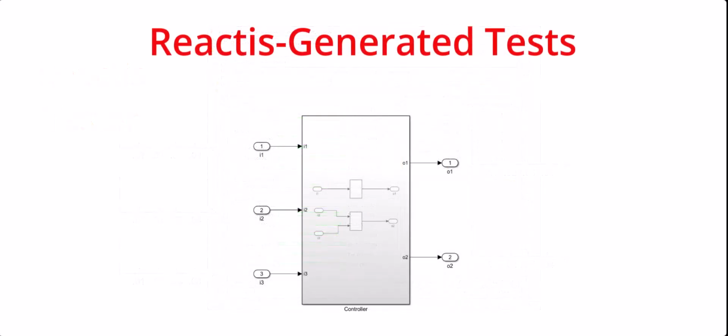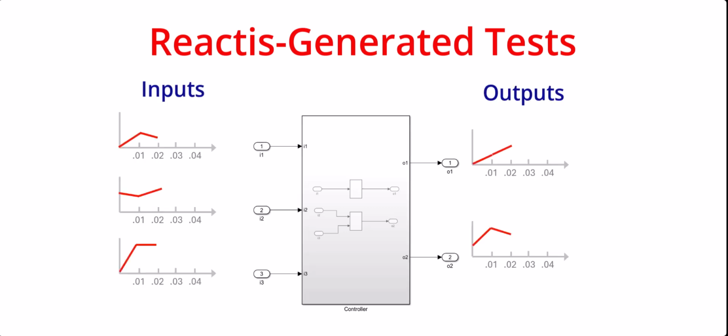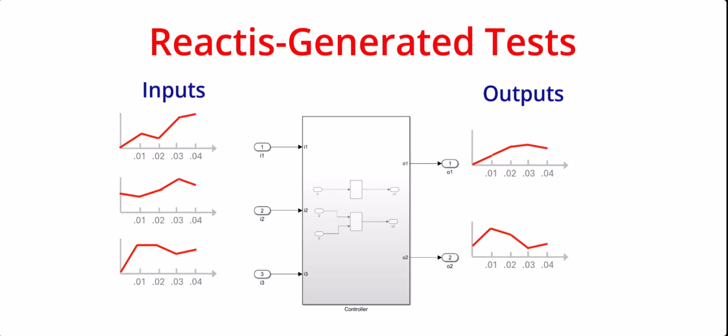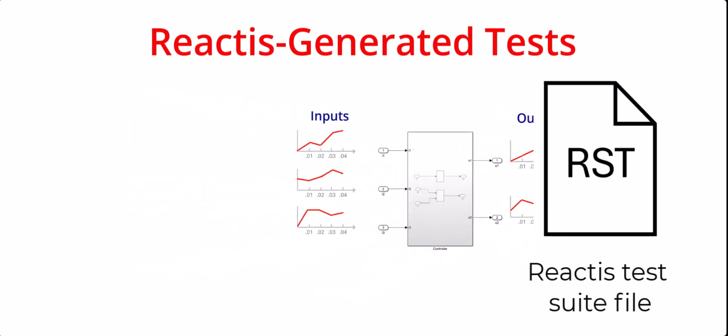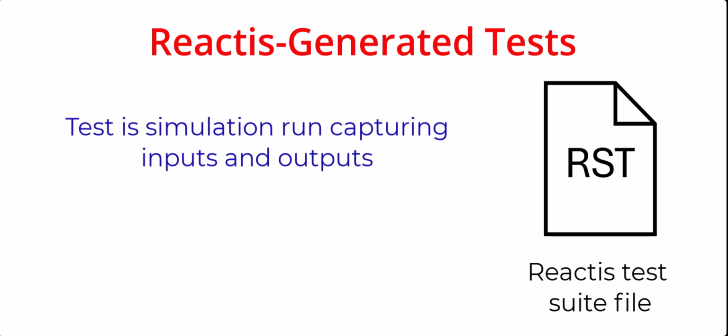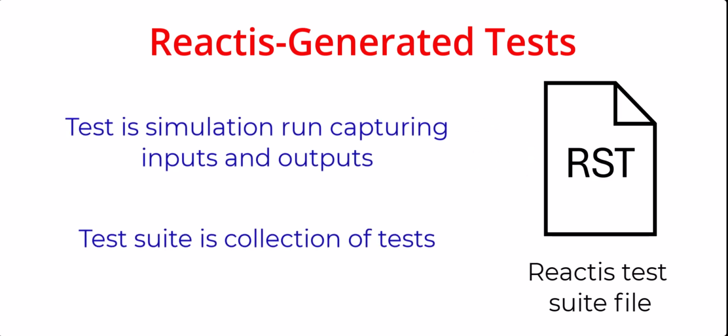Reactis creates tests for either a complete Simulink model or for any subsystem within a model. In either case, the unit under test has a set of inputs and a set of outputs. As Reactis Tester builds a test, at every time step, Tester intelligently selects new inputs and computes new model outputs. Reactis then saves this information as a test. In essence, it creates an intelligent simulation run of your model.